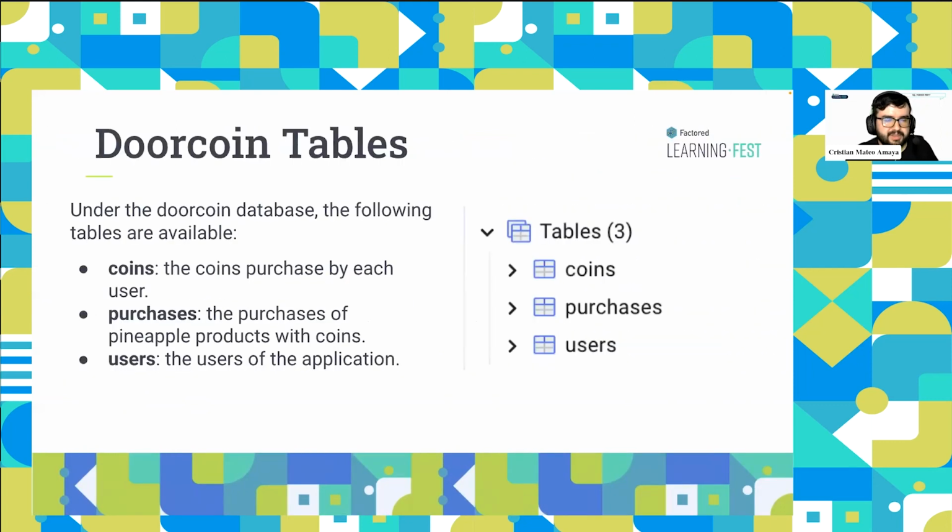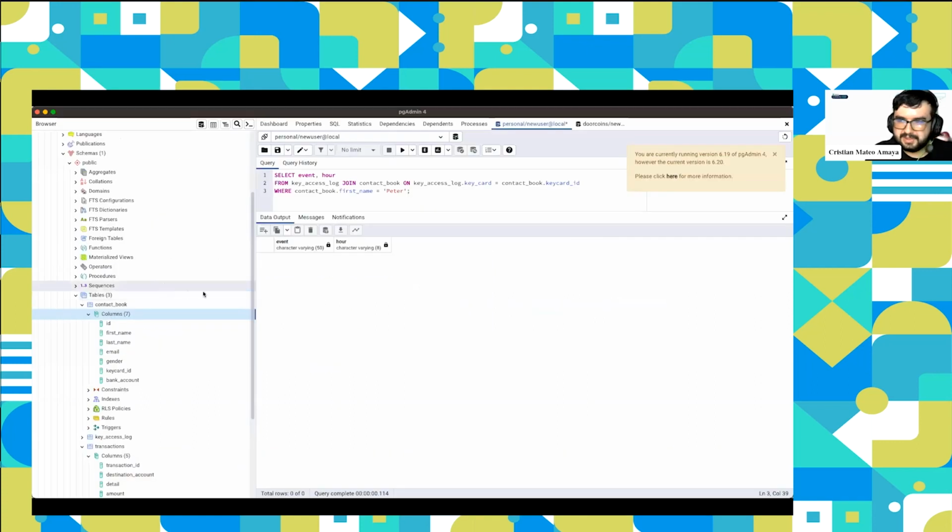So now we can check the Door Coin tables. So there are 3 tables in Door Coin. The first one is coins, that are the coins purchased by each user, purchases, the purchases of pineapple products with coins, and users, that is the users of the application. I will have to go a little bit faster because I think we are very close to the Q&A time. So sorry about that, but we will go very fast in this section of the live coding.